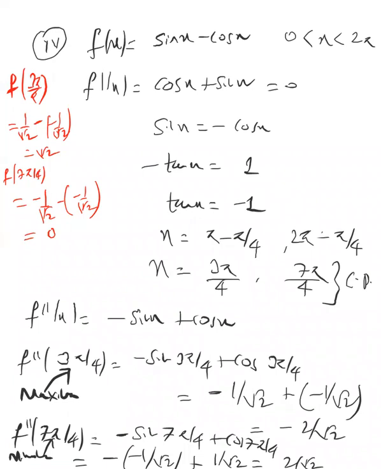Maximum minimum values. Minimum value is minus root 2, maximum value is plus root 2. Are you getting or not, all of you? How to do? This is the most important exercise in the entire book. Maximum questions asked in board exam are from this exercise. Getting or not? What is the procedure?